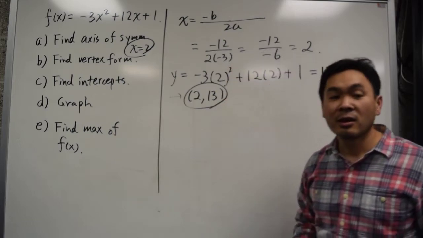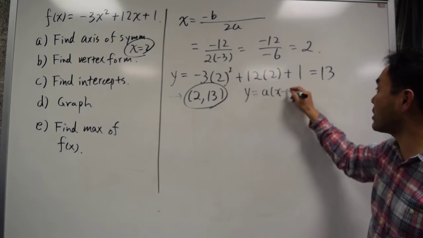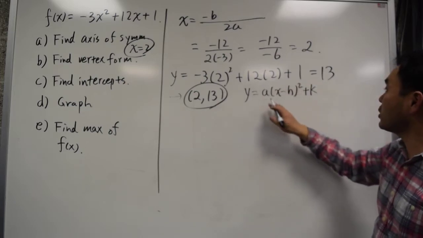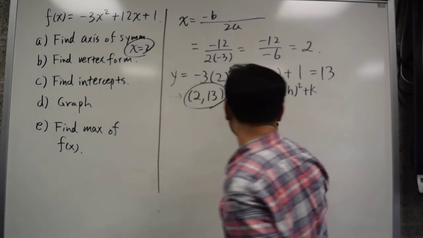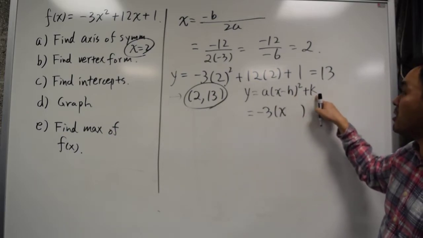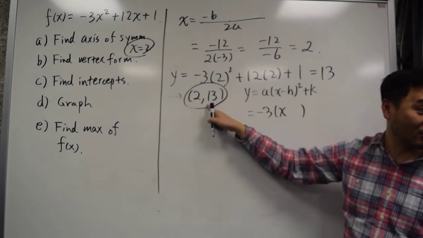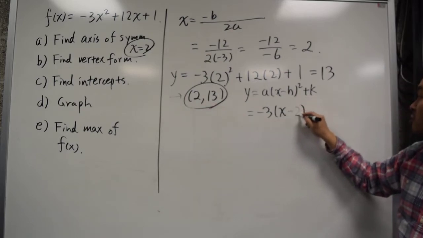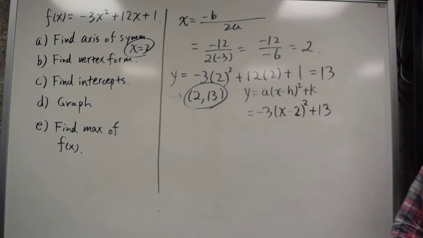That's the vertex. Now how do you write down the vertex form? Vertex form is y equals a times x minus h squared plus k, right? With a being the same as this a, that doesn't change. Negative 3 is negative 3. And h comma k is your vertex, 2 comma 13. H is 2, k is 13. So what do you get? Negative 3 times x minus 2 squared plus 13. All right? Okay, so that's the answer to part B.